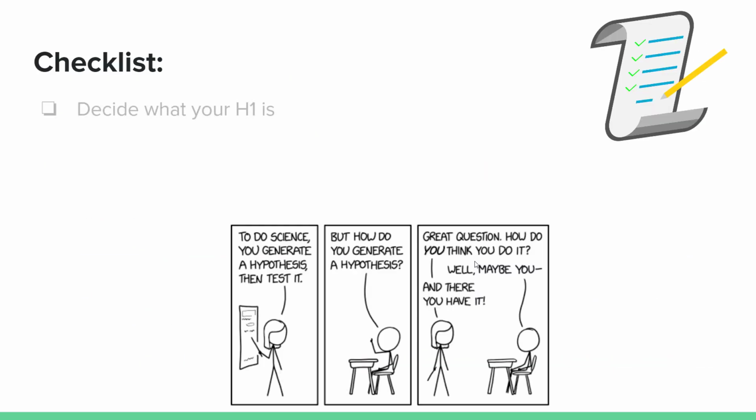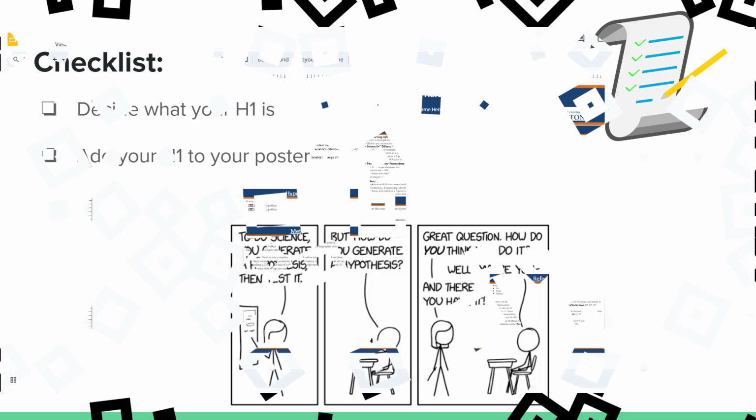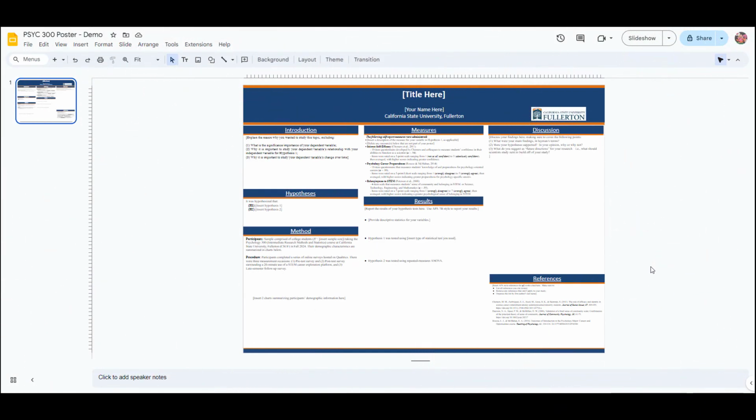So first of all, decide what your hypothesis 1 is, and then add your hypothesis 1 to your poster. Let's take a look at that real quick, and I'll show you where to write down your hypothesis. Here we are in our trusty poster, and you might notice that there's a whole section devoted to hypotheses, so we want to go there.